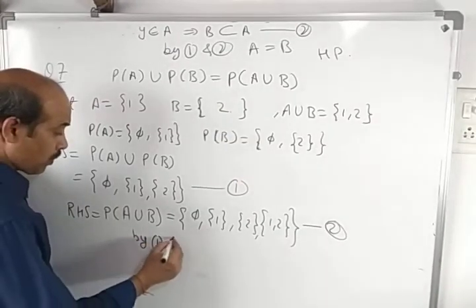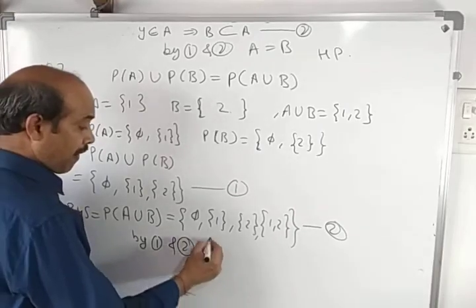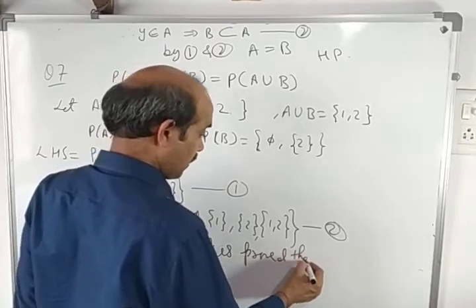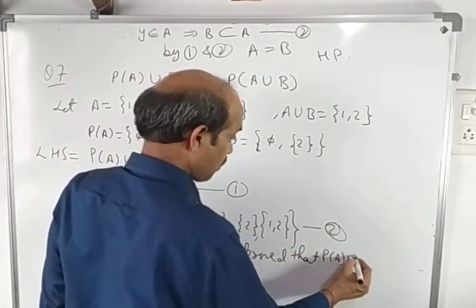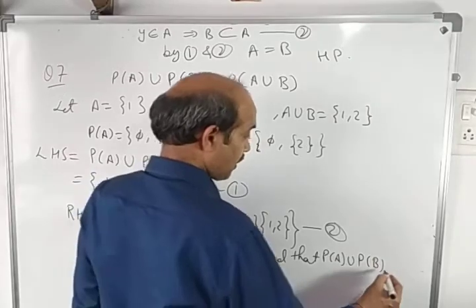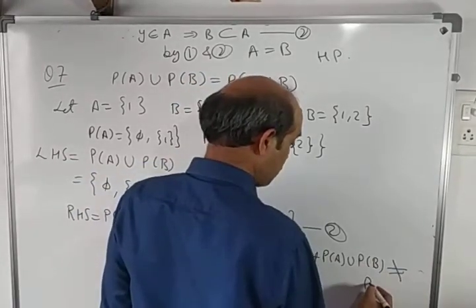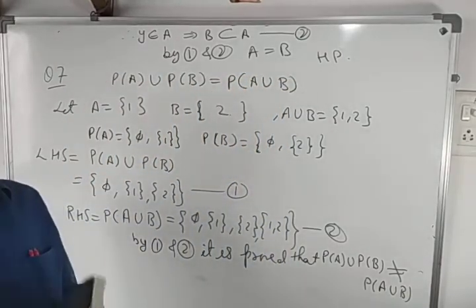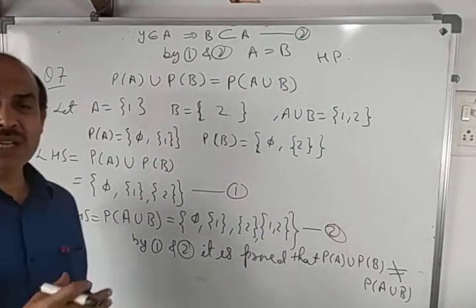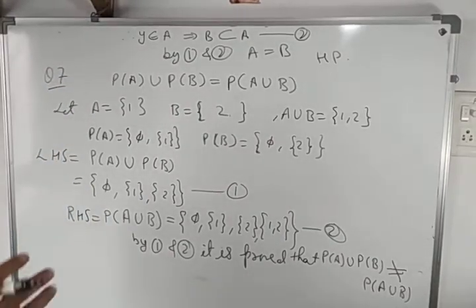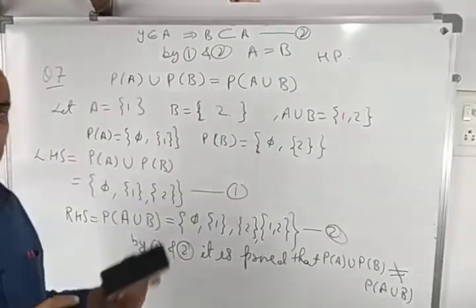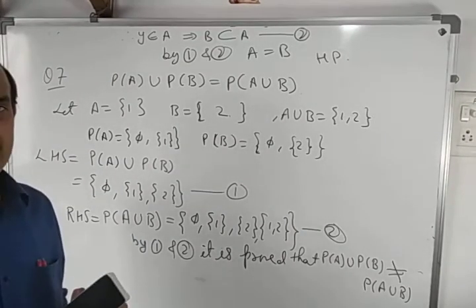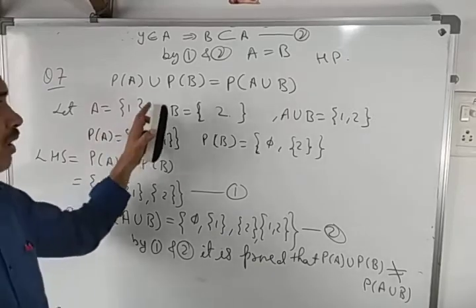By this example it is proved that P(A) union P(B) is not equal to P(A union B). They are very simple, but of course they are a little new pattern, a new type of question, so you have to see carefully, understand, and do it once again on your own, so that the concepts will be clear in your mind about when it is true and when it is not true.